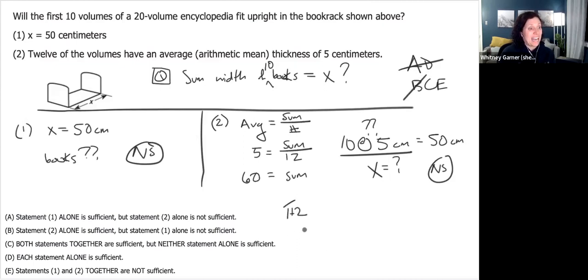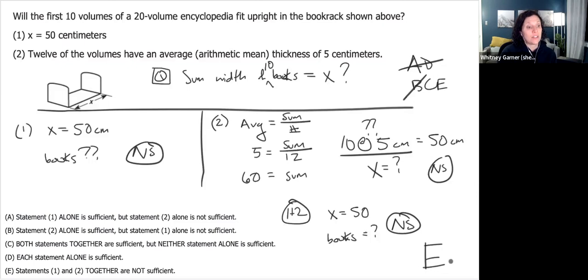If I put them together, I know what X is, but I still don't know, right? 12 of the volumes might include 10 volumes, and those volumes might all be 5 centimeters, but they might be smaller than 5 centimeters with a couple of them really big, or a couple of those 10 volumes might be way bigger, or 8 of these 10 volumes might not even be in these 12. So I don't know the size of the books. I still don't have an answer. Not sufficient. My correct answer is E.